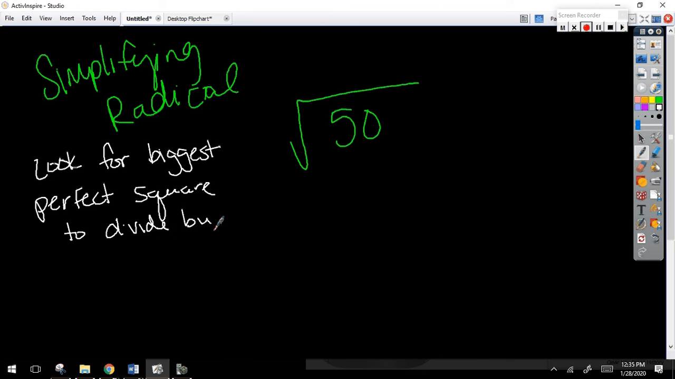To divide by. And in this case, it is 25. Now, it might be helpful for you if you want to list your perfect squares off to the sides. Sometimes students like to do that. But would you agree that the square root of 50 is the same thing as the square root of 25 times 2? Okay?